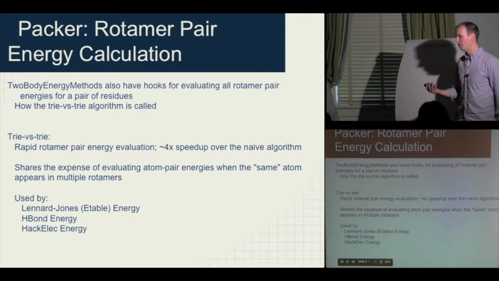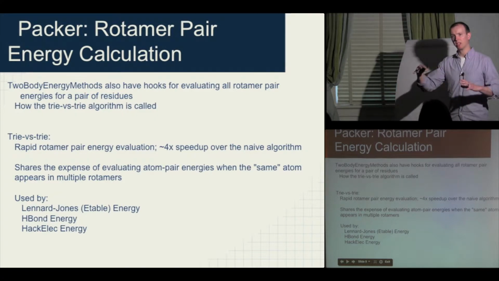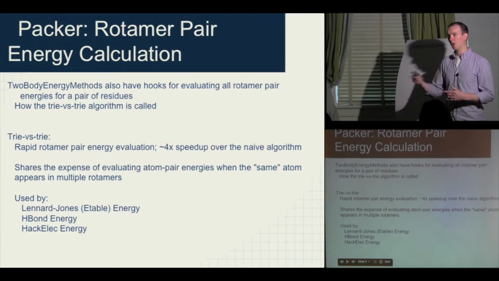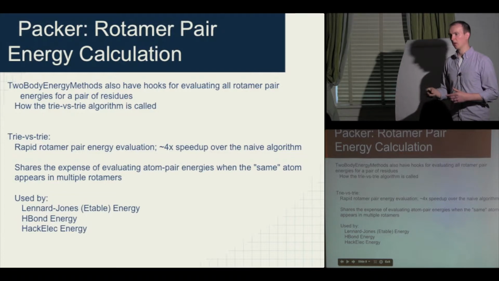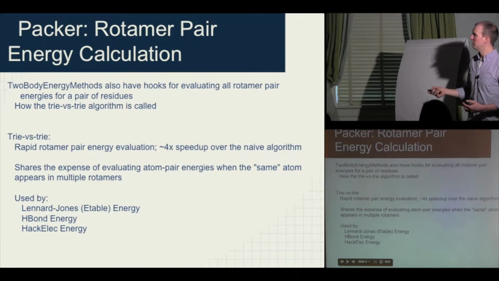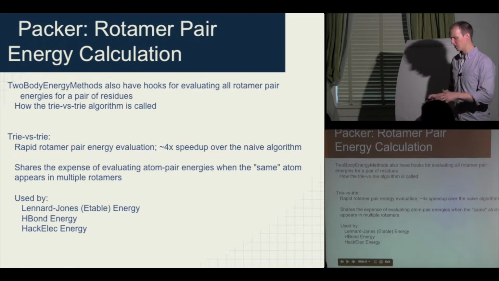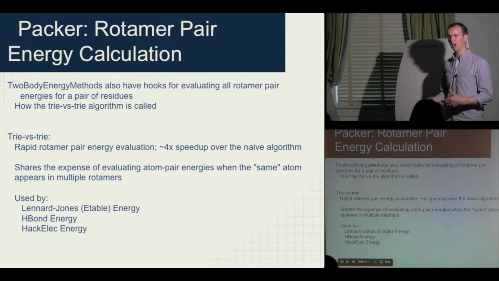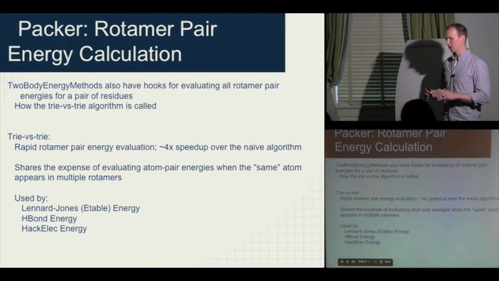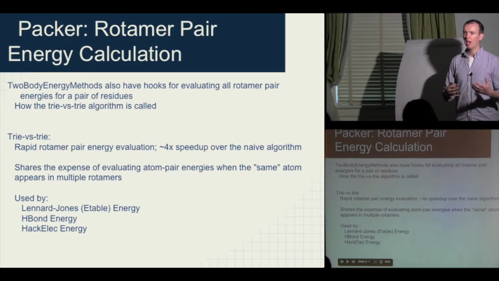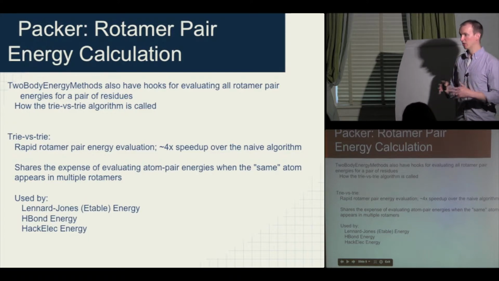The common way of populating these tables that go on the edges in the interaction graph is to iterate over all pairs of rotamers and evaluate the two-body energies for them. I'll give a short description of the try-versus-try algorithm, which I have implemented in Rosetta 3 as a templated function. It's a little difficult to set up if you were interested in, say, writing a new term that depends on atom pair energies, but it's entirely possible.